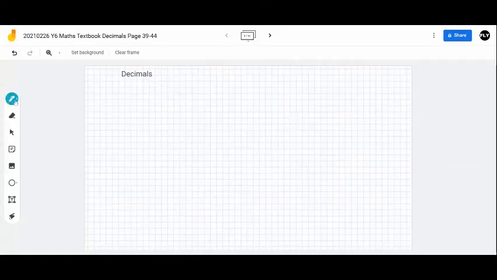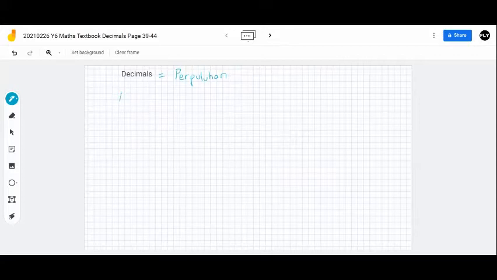We have come to a new topic, decimal. We have just finished fraction. So decimal also means perpuluhan in bahasa. So how do you know that if the number is a decimal? You will know the number is a decimal when you see a decimal point.